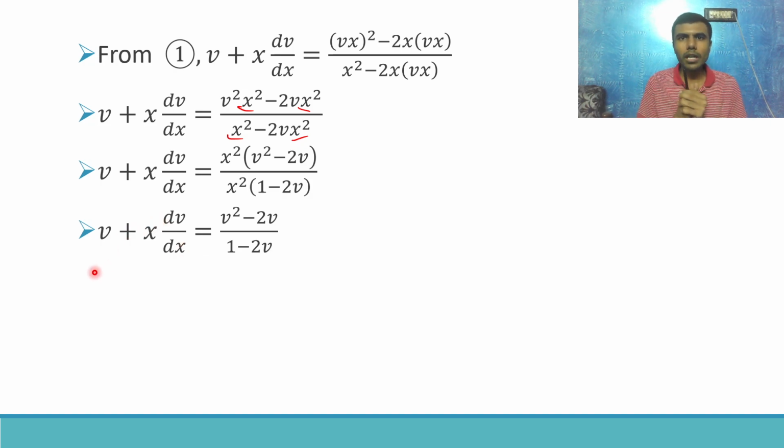Now what I want to do is get all the v terms on one side and all the x terms on one side. Now how can I accomplish it? Send this v to the RHS.